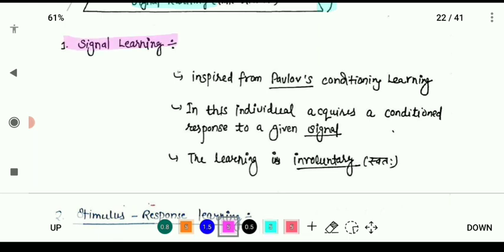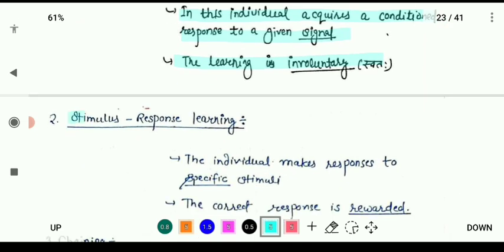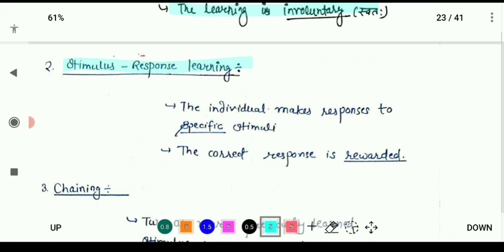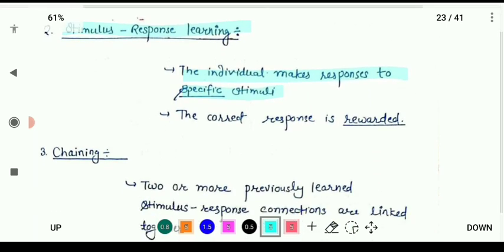First we are going to see signal learning. Signal learning is inspired by Pavlov's conditioning. In this, the individual acquires a conditioned response to a given signal. That's it. The individual is given some signal, and according to that, acquires a conditioned response. This learning is involuntary. Next is stimulus-response learning. The individual makes a response to specific stimuli. The correct response is rewarded. Understood? According to the stimulus, the individual responds.